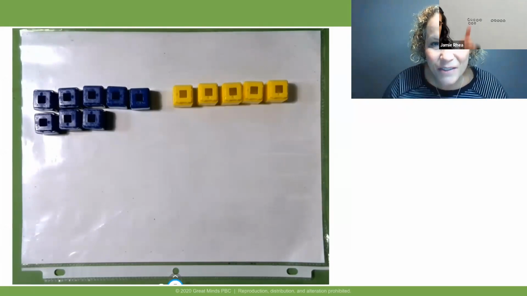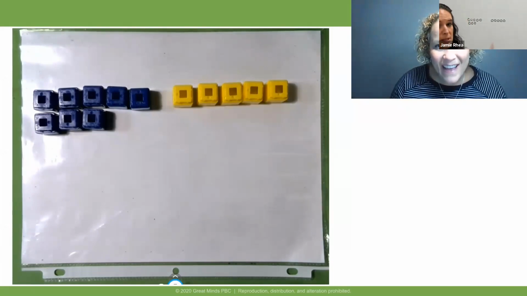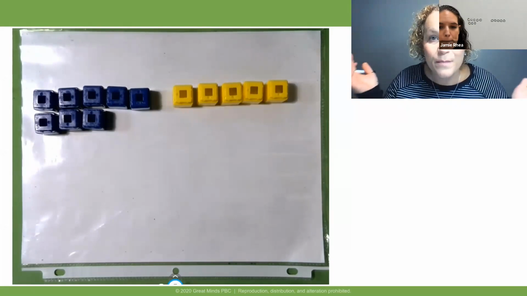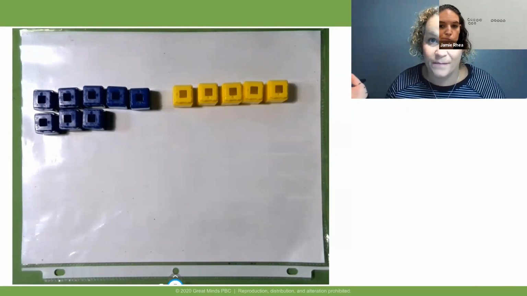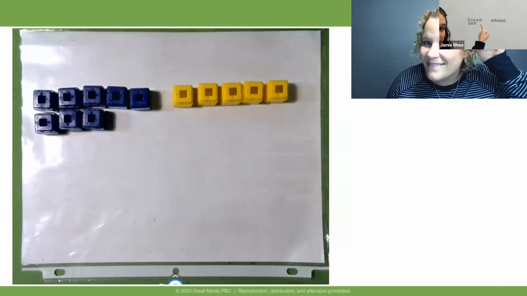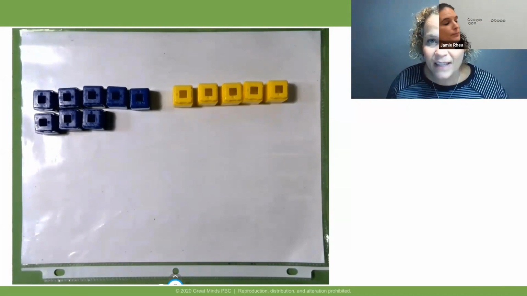Are you all set? Do your cubes look like my cubes? My circles do. Excellent. How many books do they have all together? What expression could we write to solve that problem? We could say 8 plus 5. Let's write that.